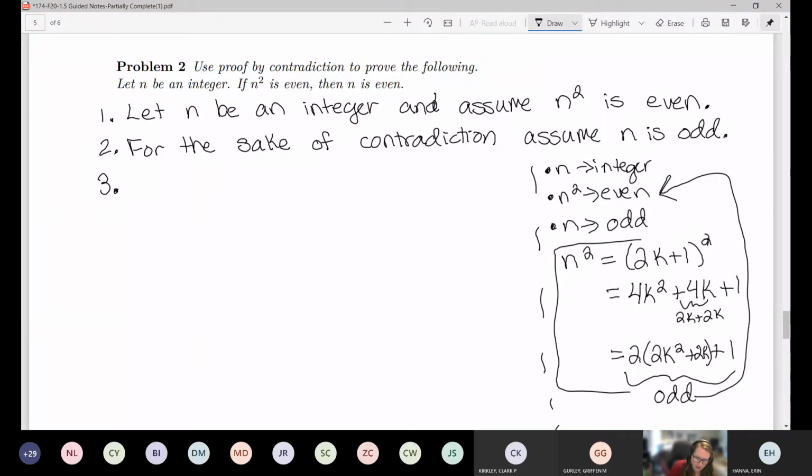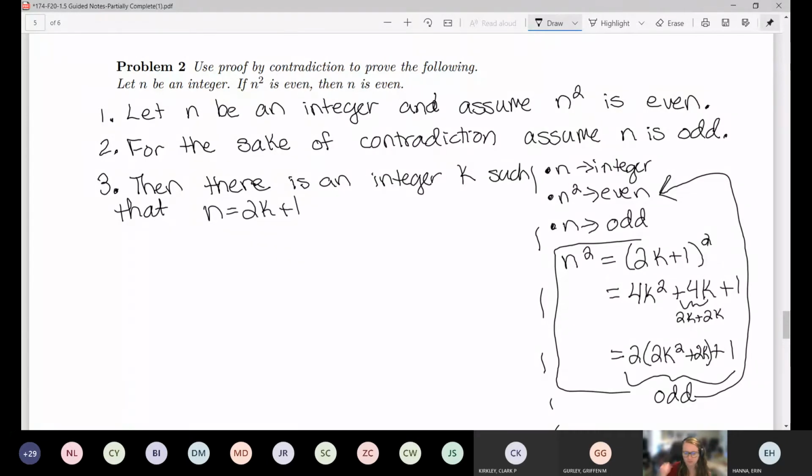So we can say then there is an integer k such that n equals 2k plus 1. I'm setting up the fact that n is assumed to be odd, so I can write it as 2k plus 1 for some integer k. Thus, and we show the calculation for n squared.